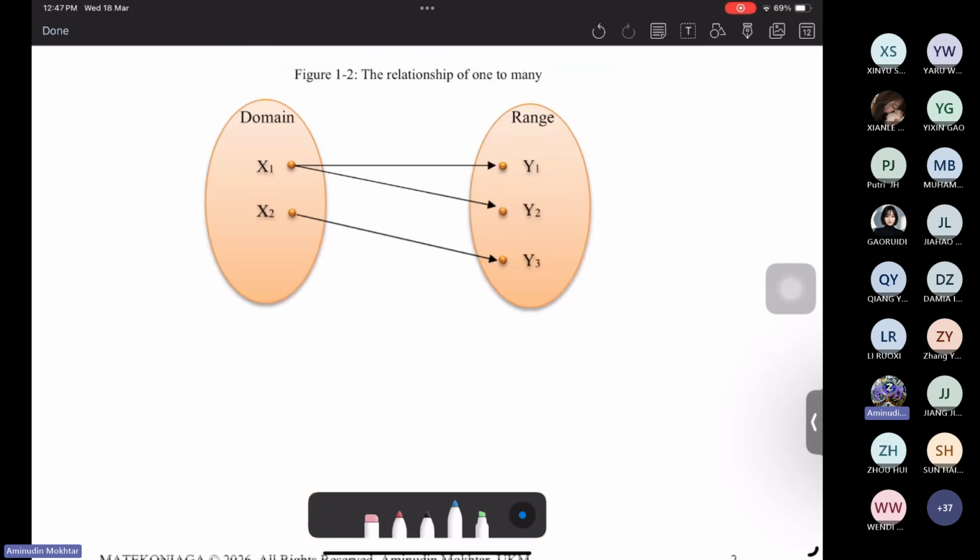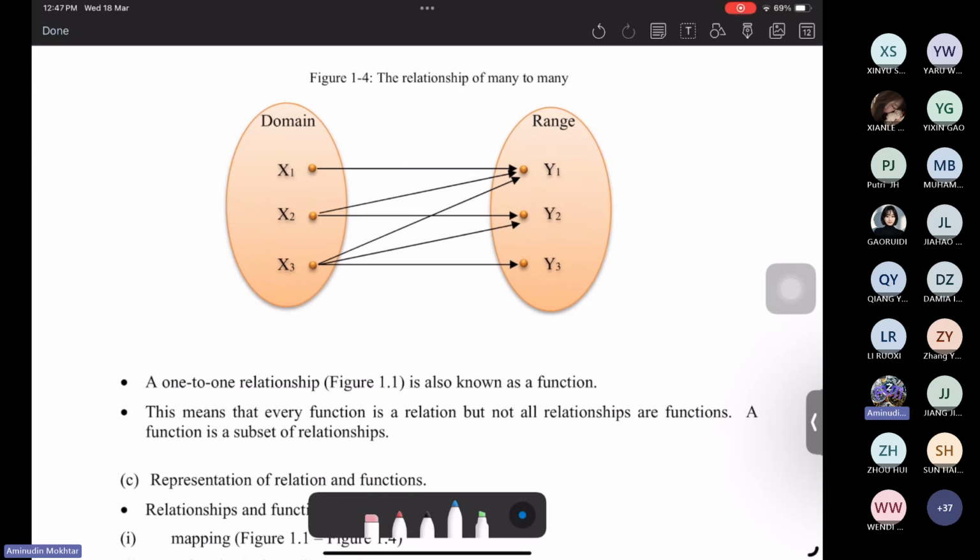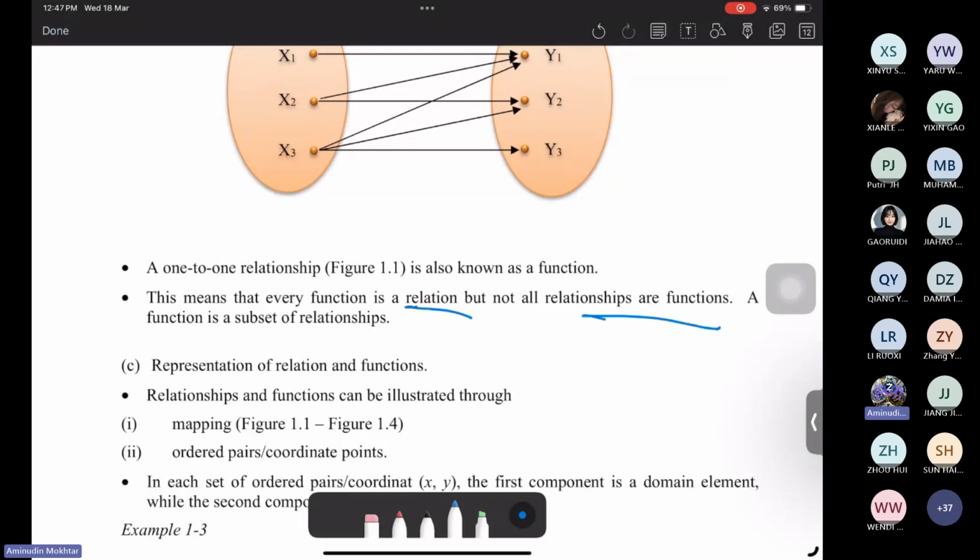So in other words, there is a difference between a relationship and a function. Every function is a relation, but not every relation is a function. A function is also a subset of relationship. That's the connection between function and relationship. Basically, a function refers to one-to-one input and output.